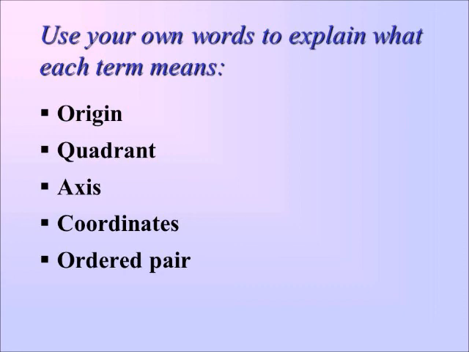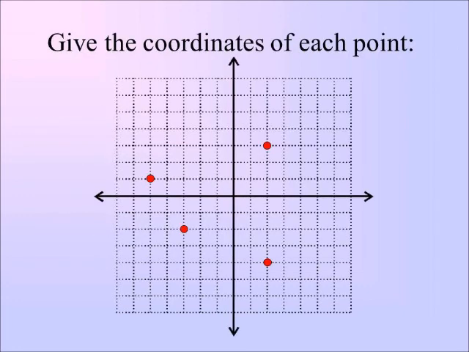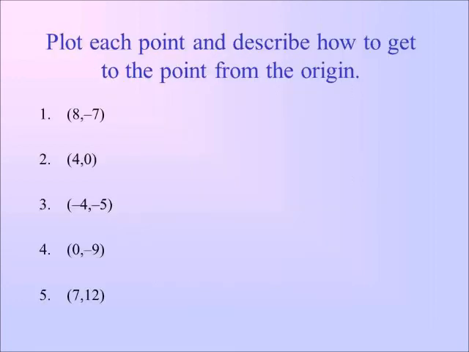Just to remember the vocabulary for this lesson, you should explain in your own words what each term means: origin, quadrant, axis, coordinates, and ordered pair. For homework, give the coordinates of each point on the graph. Also, plot each point and describe how to get to the point from the origin.